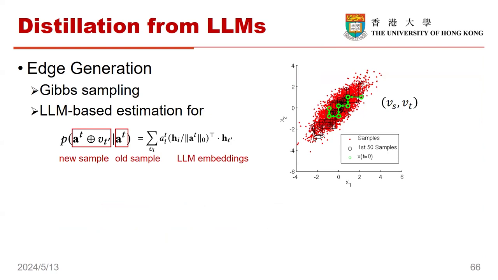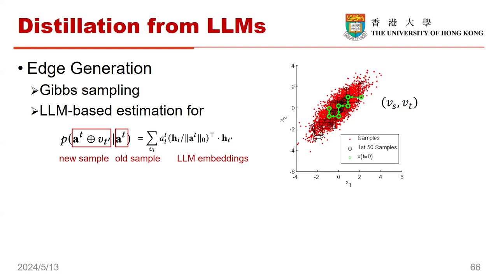So with these generated nodes, we then infer the possible links between them using an edge generation algorithm. This process is mainly built upon the deep sampling algorithm. Instead of estimating the complex joint distribution of the edges, this method only requires estimations for conditional probabilities for changing certain dimensions given a current sample. So in our case, we need to estimate this conditional probability, namely the probability of a new sample based on an old sample. The new sample has only one dimension changed compared to the older one. And this probability is estimated using LLM generated embeddings. This greatly improves the efficiency by avoiding estimating all possible edges using LLMs.